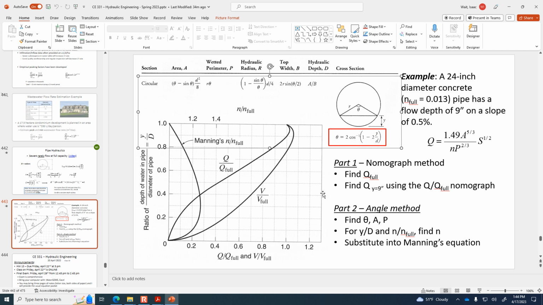Okay. Who got the area? Anybody tell me what the area is? I got 1.075. Good. 1.076 square feet. That is right. And wetted perimeter. That one's, I guess, a little bit easier. 2.636 feet.